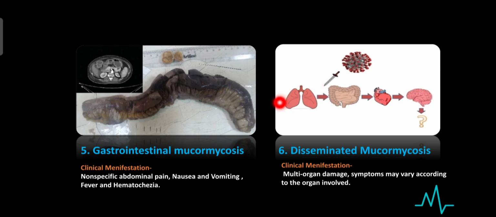As you can see, it can enter into the lungs, it can enter into the GIT, it can enter into your heart and brain and so on, like kidney and spleen, and so many organs can be damaged. And ultimately 80 to 90% of such patients with disseminated mucormycosis have to lose their life. It is an unfortunate thing, but it is true.